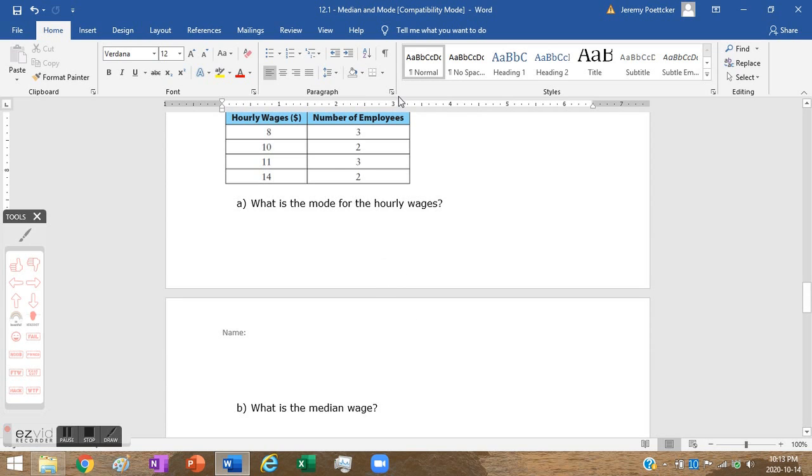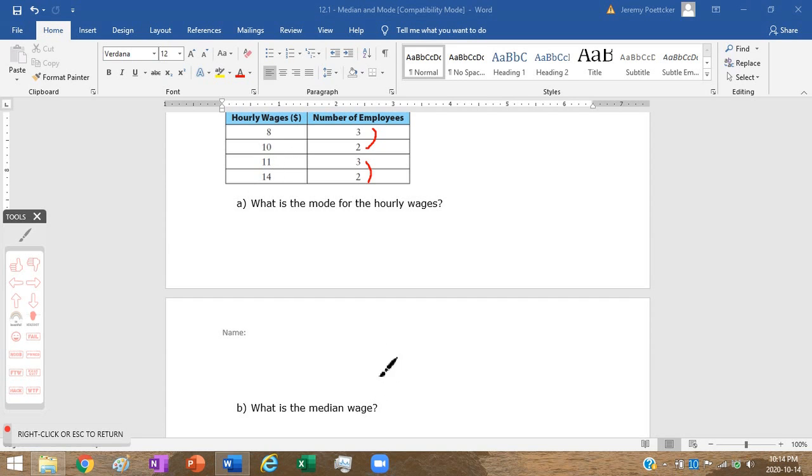The other way to look at it is to say, okay, well, I'm going to show you how to write it out in order. I'll do that first. But we could also say, well, there are 5 people, 3 plus 2, at either 8 or 10, and 5 people at 11 or 14, which means the median has to be halfway between 10 and 11. So the median should be $10.50.